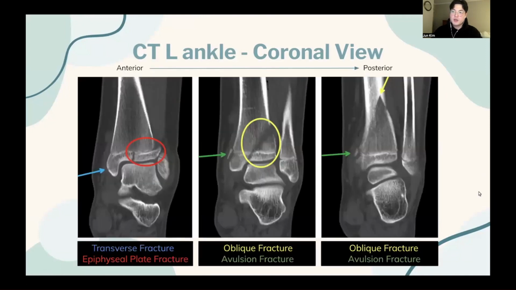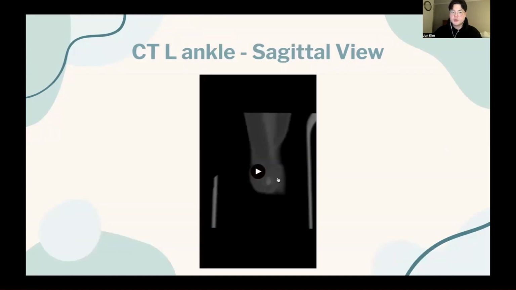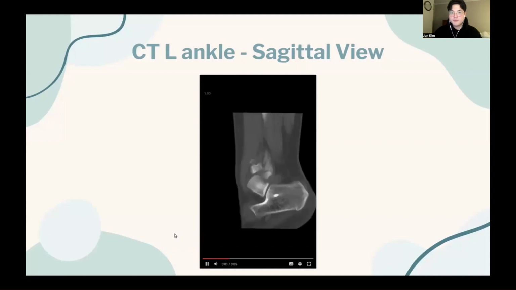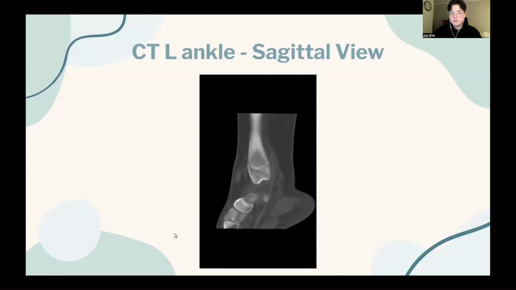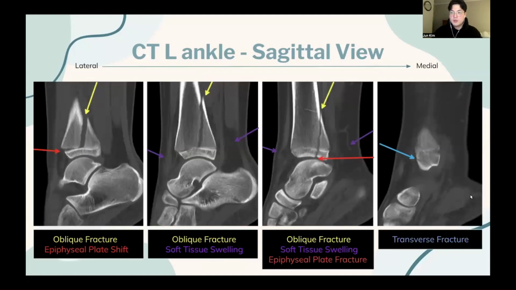Key features are a transverse fracture and epiphyseal plate fracture, an avulsion fracture, and an oblique fracture continuing to the diaphysis. Here's a sagittal view going from left to right. You can see the oblique fracture, the epiphyseal plate fracture, the transverse fracture, and soft tissue swelling.